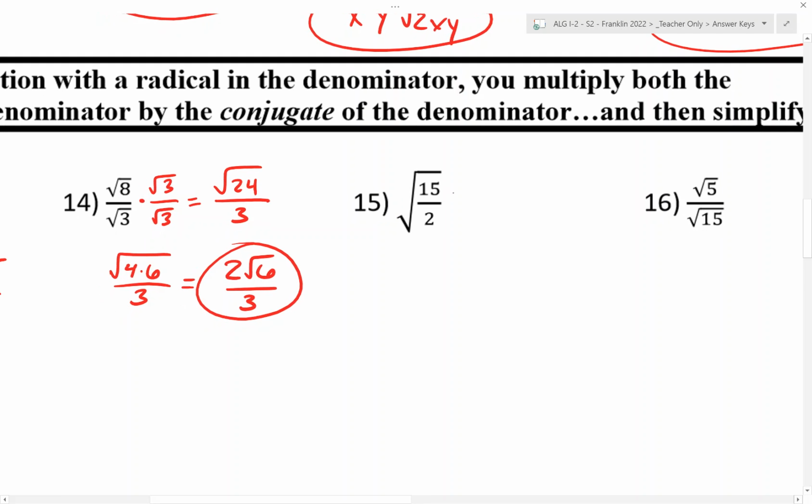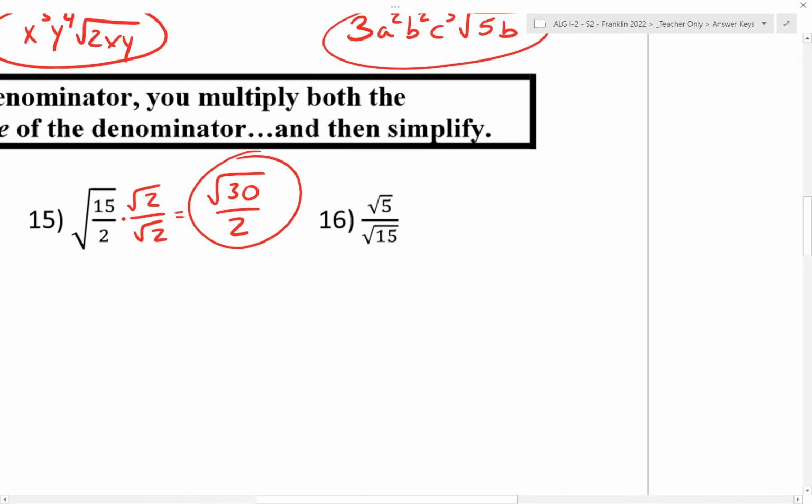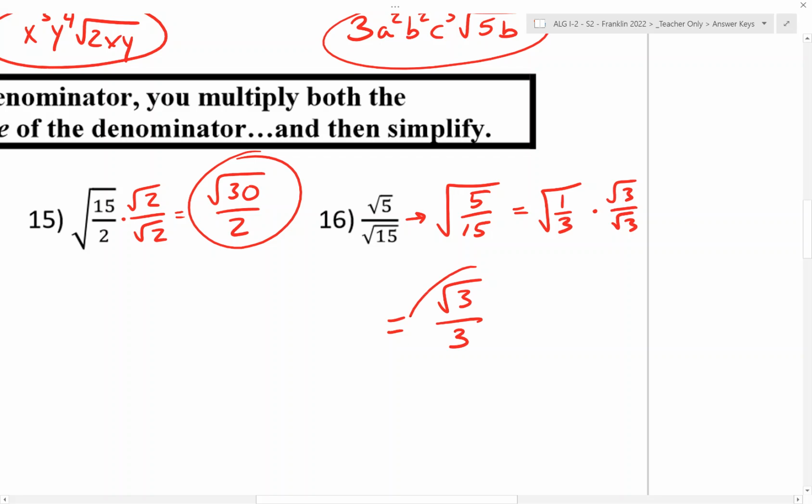For number 15, we'll multiply by square root of 2 over the square root of 2. So we get the square root of 30 all over 2. And 30 actually has no perfect square factors. So that's all we can do. Okay, last one. Square root of 5 over square root of 15. I'm actually going to consider this as one big fraction like this, which is the same thing. But that lets me reduce that 5/15 to 1/3. And now when I multiply by square root of 3 over the square root of 3, what I end up with is just the square root of 3 over 3, and that's our final answer.